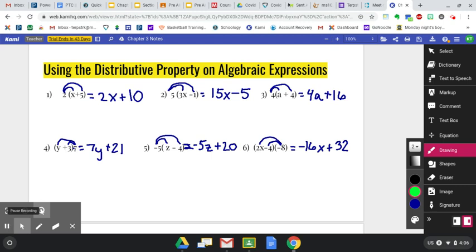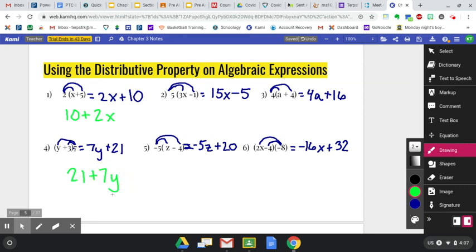All right, and you can see that I wrote these in what's called standard form. And that's typically where you have your variable term first and then your number term second. Okay, there are other ways that you could write this, right? We talked about our commutative property with addition. I would love for you to write it that way with the variable first and the number second, but it's not wrong if you were to write this as 10 plus 2x in number 1. Number 4, I could have 21 plus 7y.